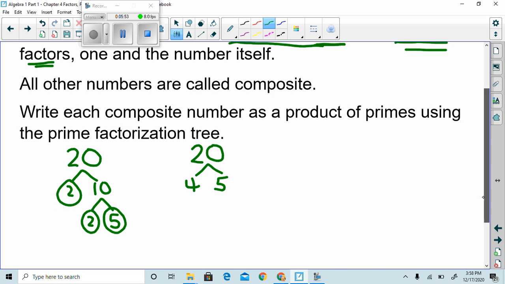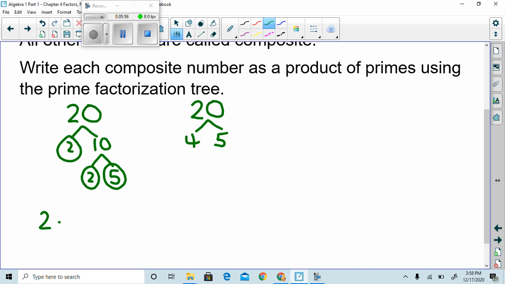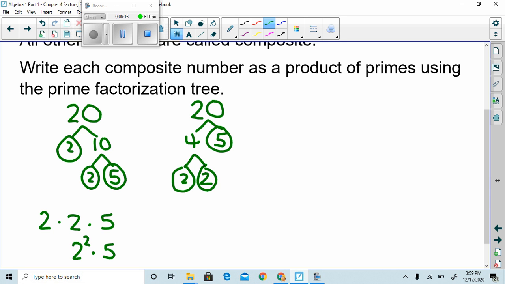I'm going to write it first in expanded form, 2 times 2 times 5, and then in our exponential form, 2 squared times 5. If you started with 4 times 5, then you circled your 5 first, because that's a prime number. And then you'll find the two factors of 4, which are 2 times 2. And notice that when I write the expanded form, least to greatest here, and write the exponential form, we have the exact same answer. So when we're looking at prime factorization trees, we're going to use them to find greatest common factor, but not in this lesson.